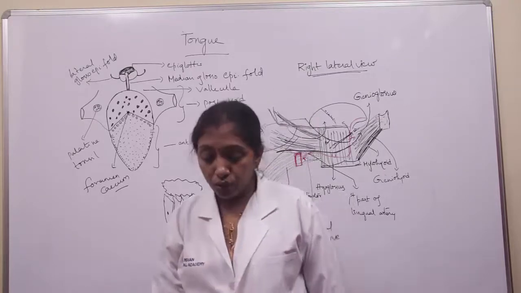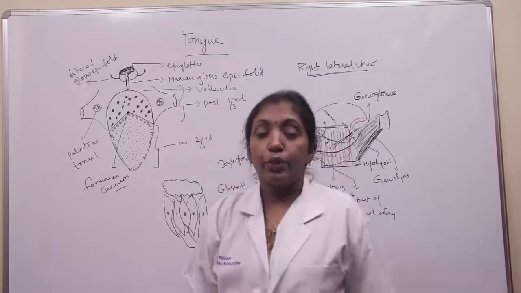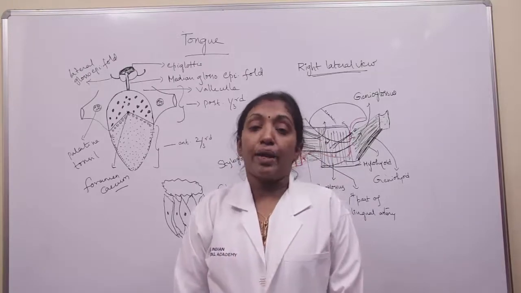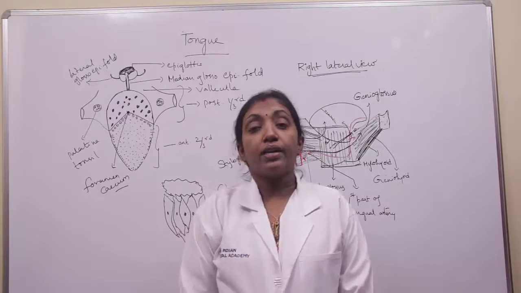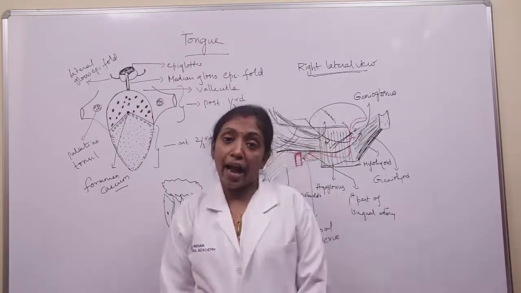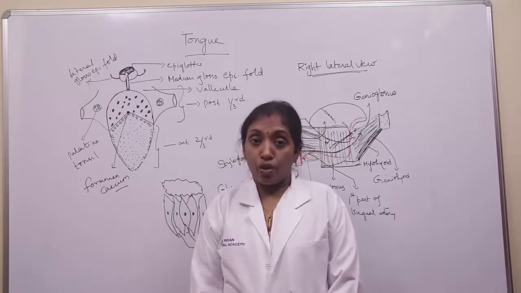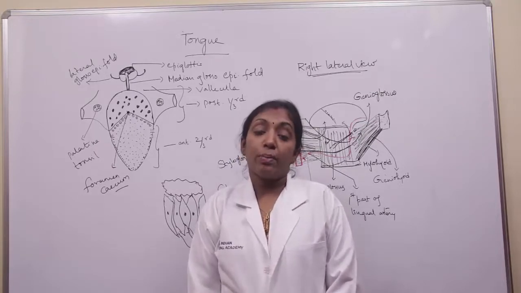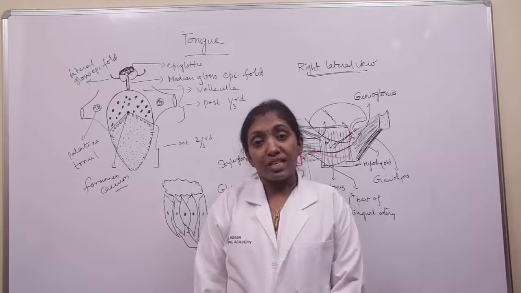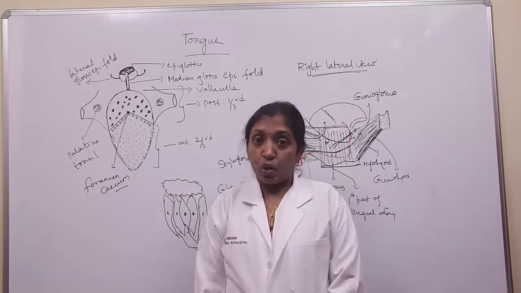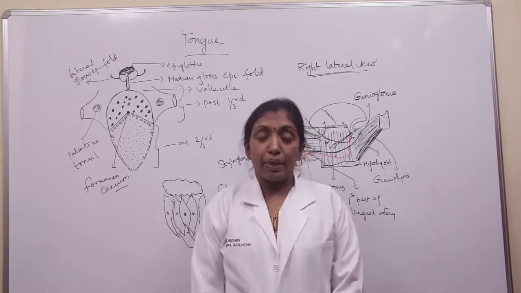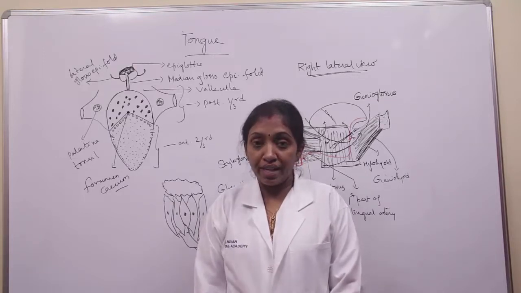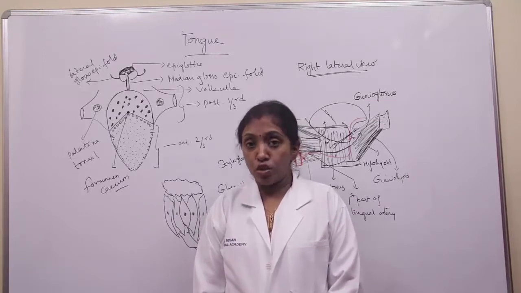Okay, and coming to the root of the tongue. The root of the tongue extends from the symphysis menti to the hyoid bone, and it forms the floor of the oral cavity, and it is formed by the lower fibers of genioglossus muscle. So that's about the root of the tongue. Okay, so the tongue presents tip, base, dorsal surface, inferior surface and lateral margins and also root.